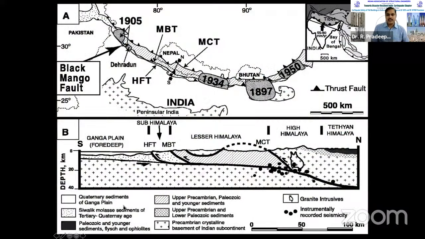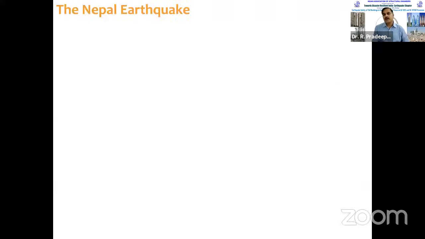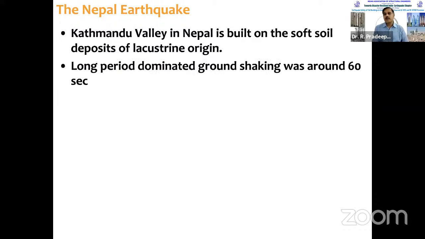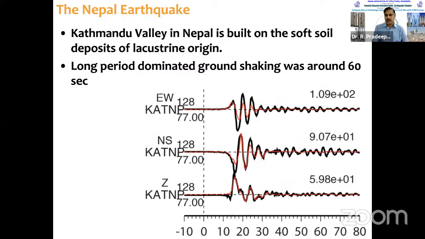You can see the bottom one is the cross section, where you can see the geological and tectonic setup, and thick deposits are there. Because of this, we get long period waves. Kathmandu Valley in Nepal is built on soft soil deposits, due to which long period waves dominate the earthquake ground shaking. It is evident from this ground shaking.